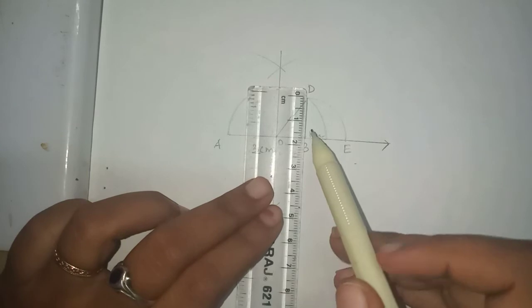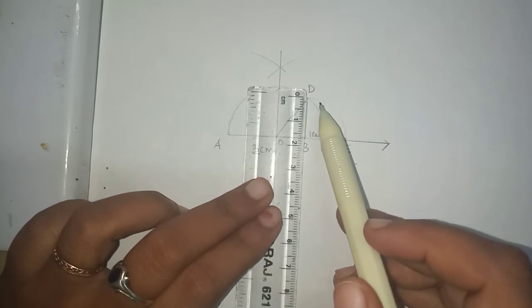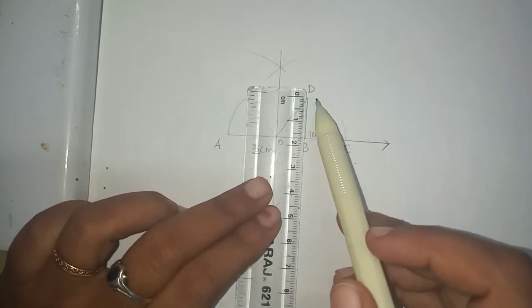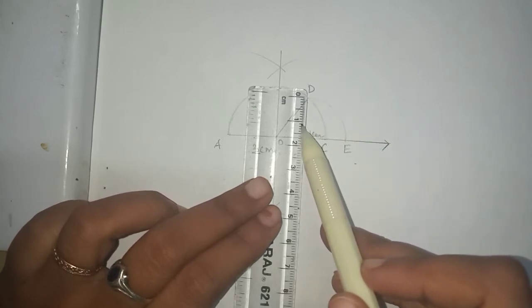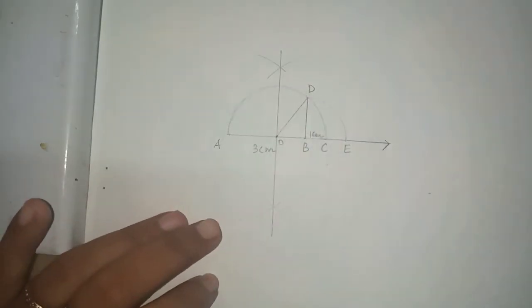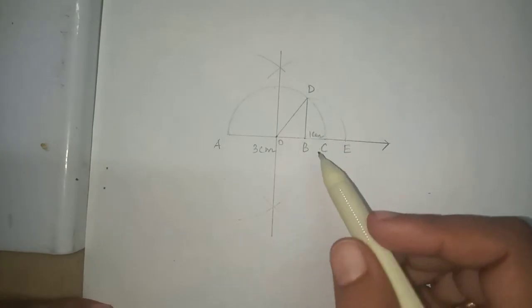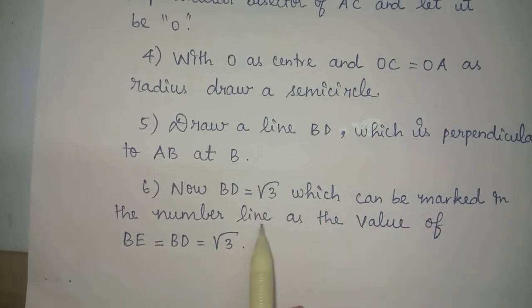Now if you measure the line B to D, you get the measurement as 1.7. So here the point starts from 0, 0.5, 1, 1.5, 1.6 and 1.7. So this is nothing but the value of root 3. So now BD is equal to root 3, which can be marked in the number line as the value of BE is equal to BD is equal to root 3. That's all students. Now we have shown the value of root 3 in the number line.